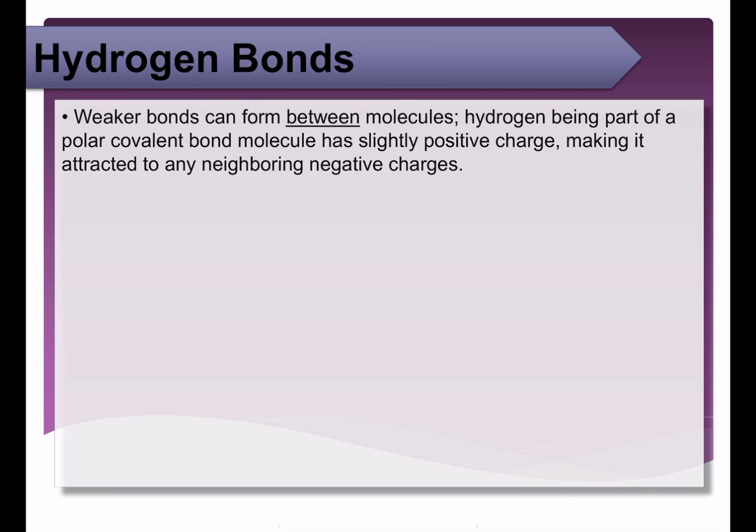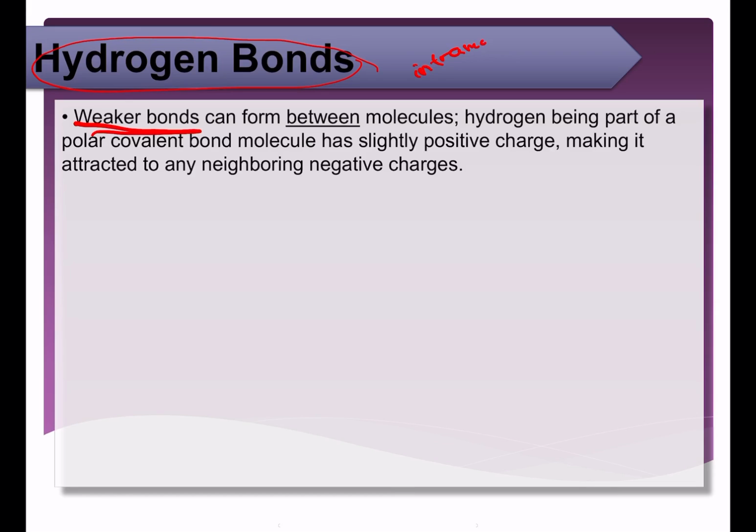So a third type of chemical bond we will discuss is called hydrogen bonds, which are considered weaker bonds than covalent and ionic bonds. Hydrogen bonds are usually formed not within the molecule itself. So there's no hydrogen bond between oxygen and hydrogen within the same water molecule, but we're talking about between multiple molecules.